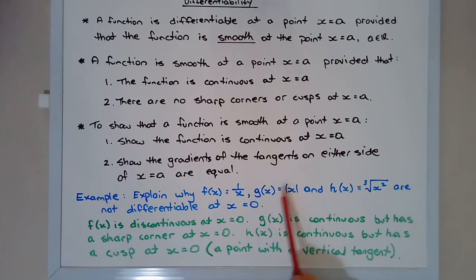Now, g of x, this absolute value function here, g of x is continuous, but has a sharp corner at x equals 0. So therefore, it is not differentiable at x equals 0. It's not smooth. Now, h of x is continuous, so similar to g of x, but has a cusp at x equals 0. Now, a cusp is a point that has a vertical tangent.